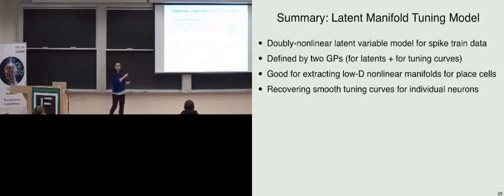So the summary of this latent manifold tuning model is that we propose this doubly nonlinear latent variable model for spike data. The doubly nonlinear comes from 2 Gaussian processes. One Gaussian process defines the latent, the other Gaussian process defines the tuning curve. And the model is good for extracting low-dimensional nonlinear manifolds from place cells, and we can recover smooth tuning curves for individual neurons.